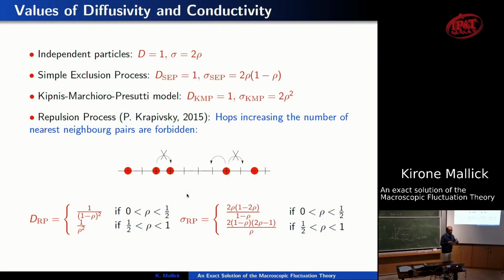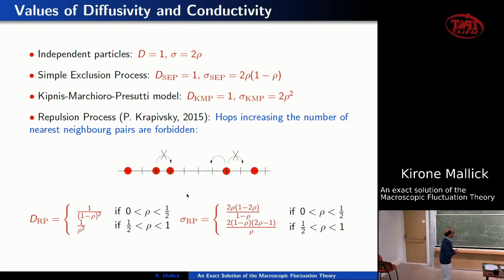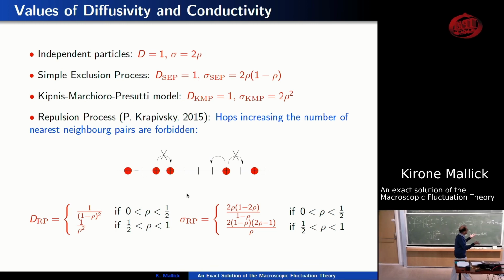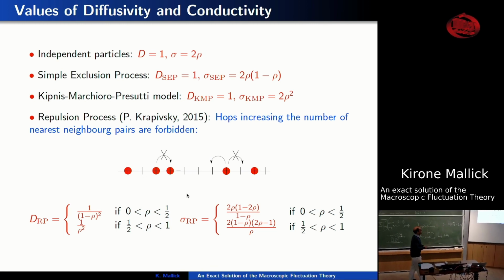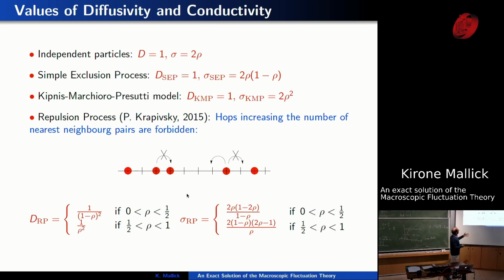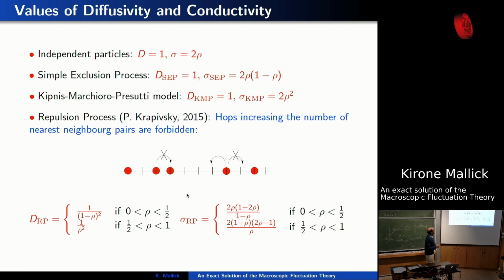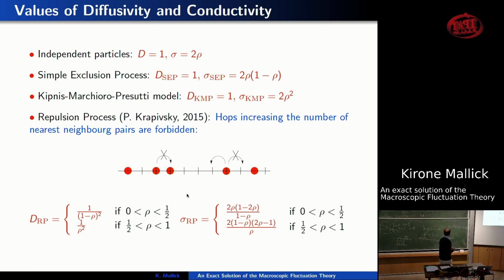So people have tried to compute from the microscopic dynamics, for many different models, the values of D and sigma, which are the only ones we need at the macroscopic level. For example, Paul, a few years ago, defined a series of models. One of them is a model that he called the repulsion process, which is now quite successful. So it's an exclusion process.